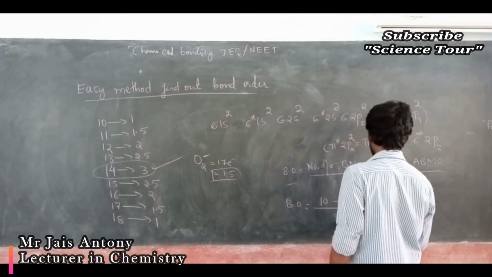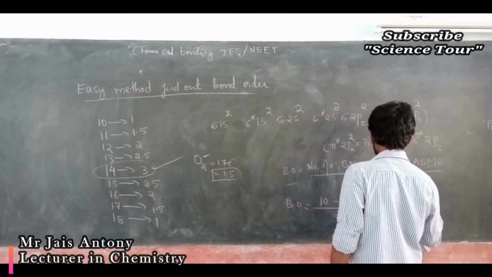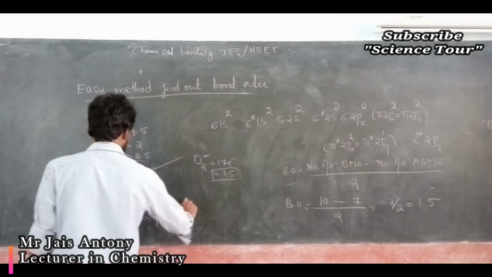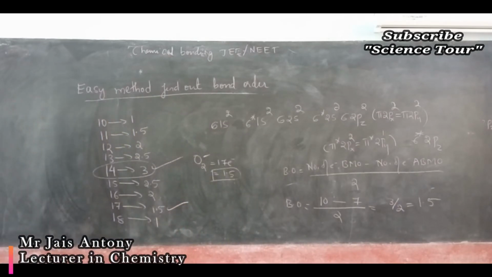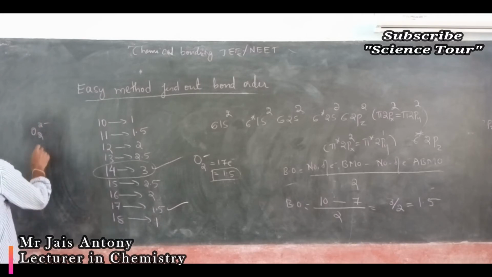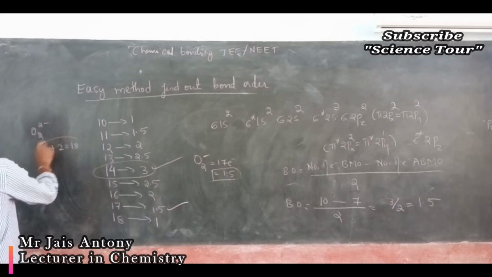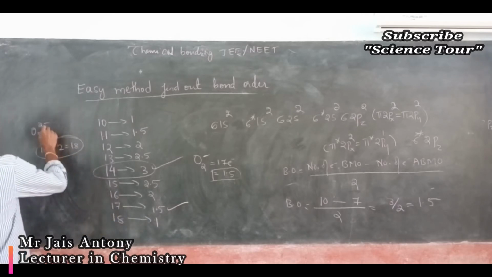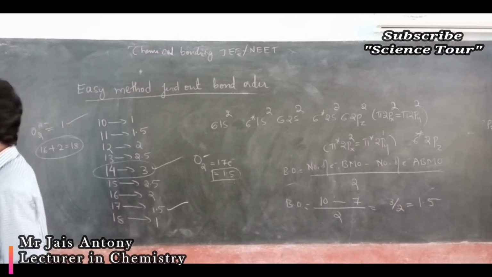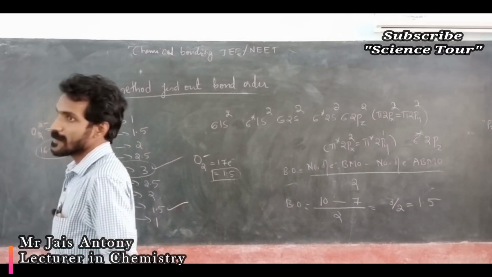That means 3 divided by 2. It is actually 1.5. So your answer is correct. So whichever molecule is given, immediately you can find out. O2 2 minus, my dear students, it is actually 16 plus 2, 18. 18 electron means 1 is the bond order. 18 electron, 1 is the bond order.